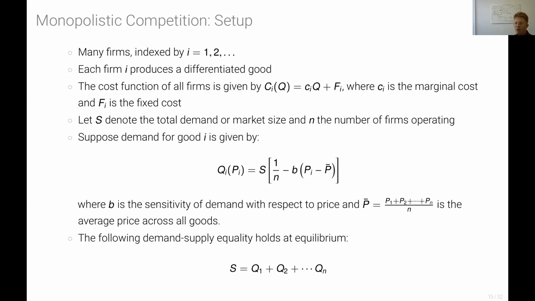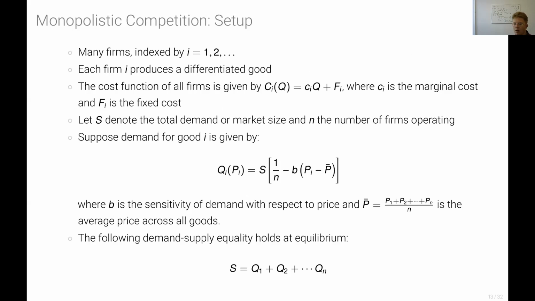The cost function of all firms is going to be given by C_i(Q_i) = c_i Q_i + F_i, where c_i is some marginal cost and F_i is the fixed cost. We're going to let S denote the total demand or market size, and N the number of firms operating in the market. Now we suppose demand for good i is given by this expression, where b is the sensitivity of demand with respect to price, and P bar is the average price across all goods.